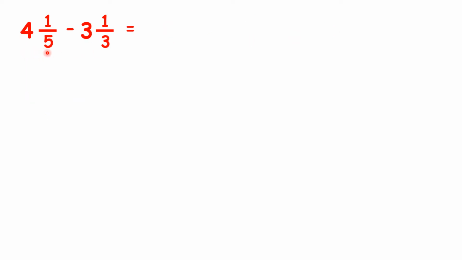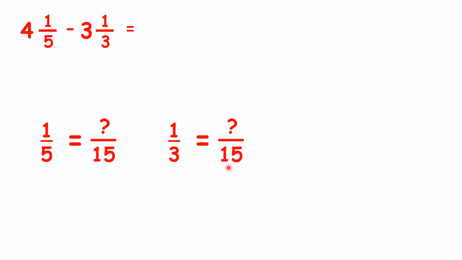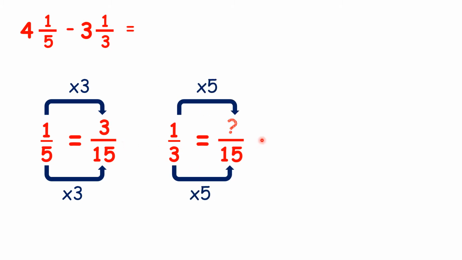Now we have 4 and 1/5 take away 3 and 1/3. When subtracting fractions, we need our denominators to be the same, so let's change our fractions to 15ths. 1/5 is 3/15, and 1/3 is 5/15. So we can rewrite our question: 4 and 3/15 minus 3 and 5/15.